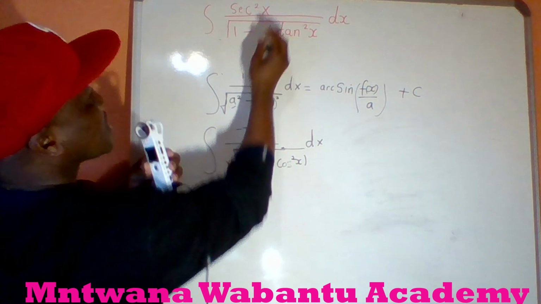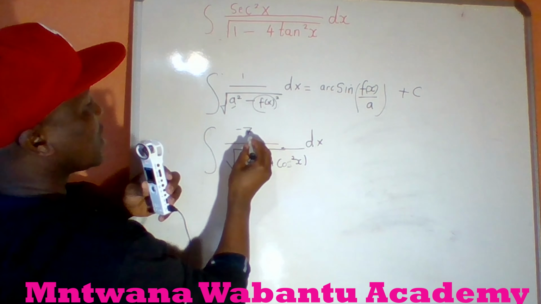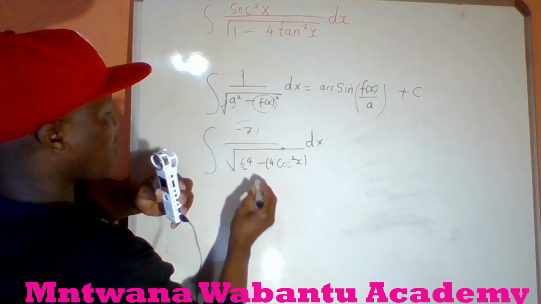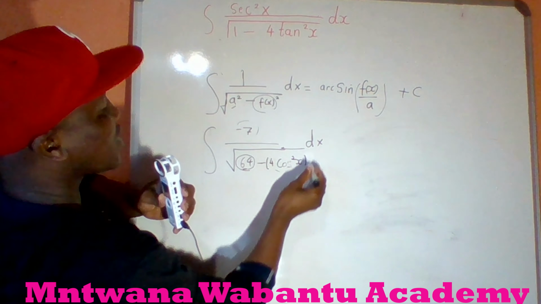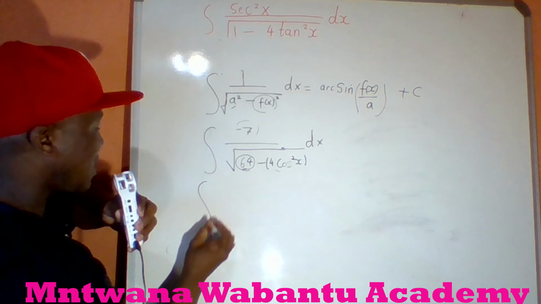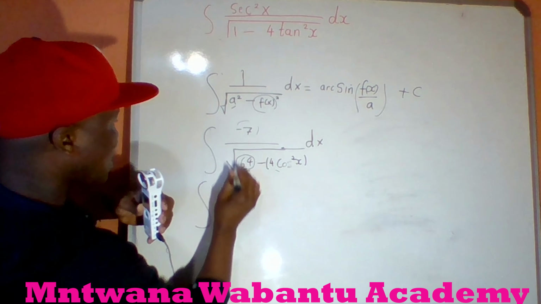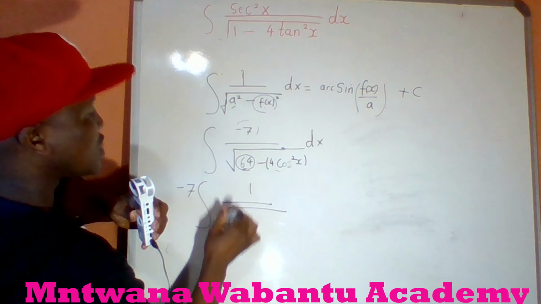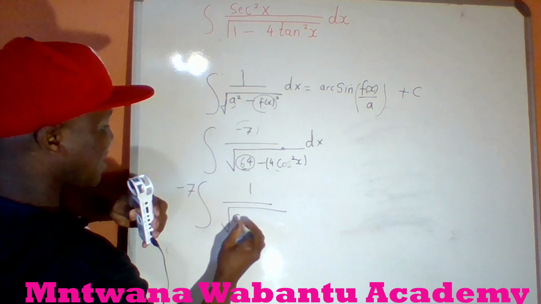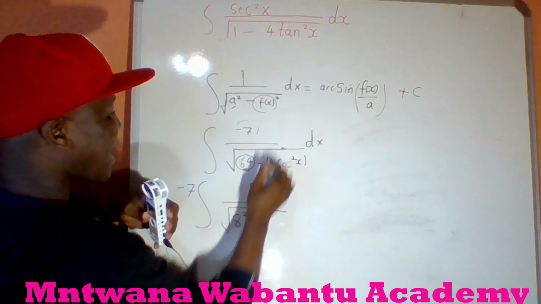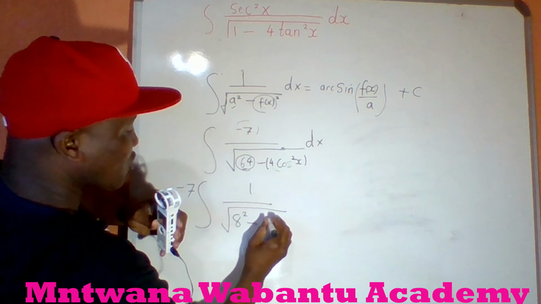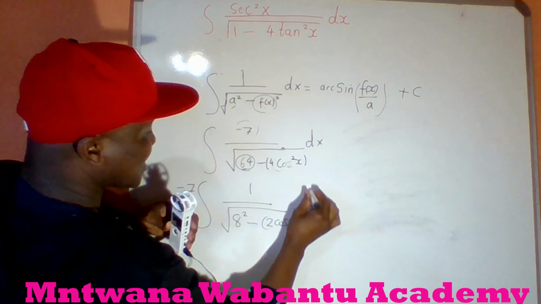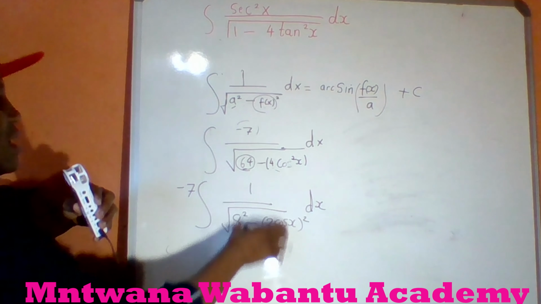First of all, I see the root. This number has to go back because it has to be 1 here. Then I have to write this as a square, and convert this one as a square. So I'll say integral, take negative 7 out. Here I'm left with 1, and then 64 has to be a squared, so 8 squared, minus 4 cos squared, which is 2 cos x, in brackets, dx. You see, it's already in this format.